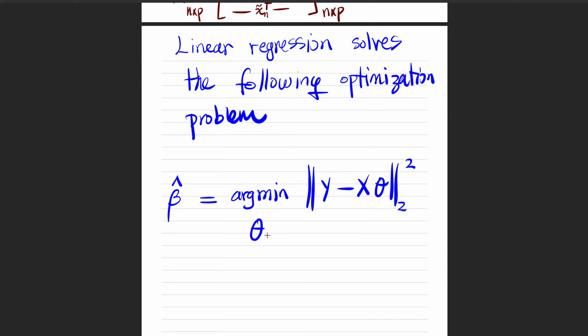And whatever that theta is, we call it beta hat to indicate that this is an estimate of beta. So beta is the true unknown vector. We don't know it. We assume it exists. Then we make some observations that are corrupted by noise, and we use the data to estimate beta from the noisy data, and that estimate we call beta hat.